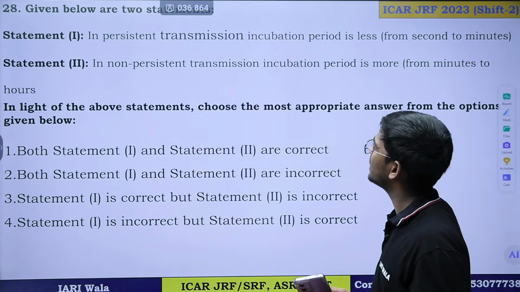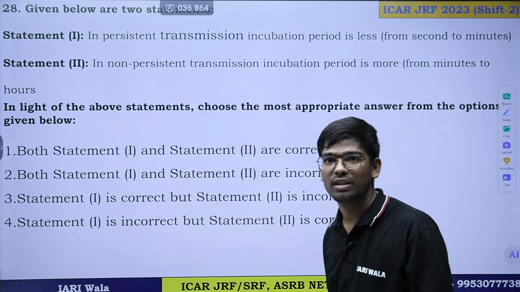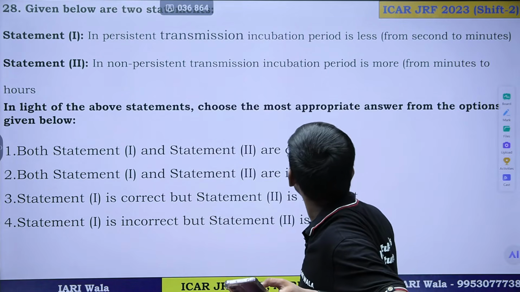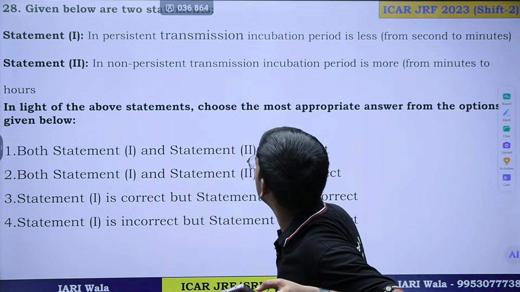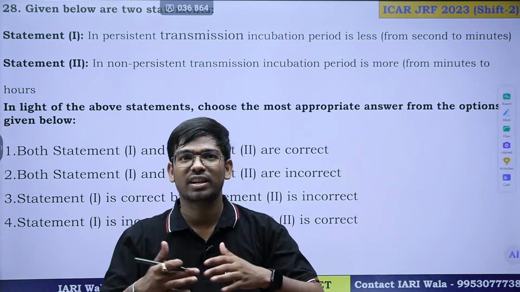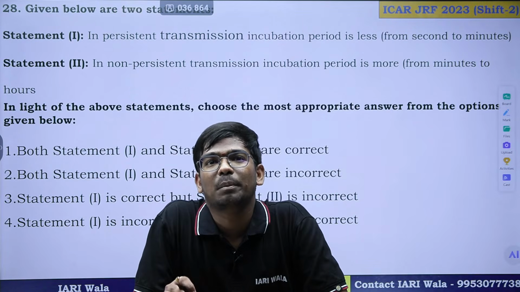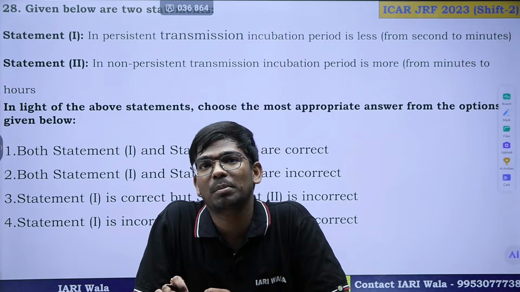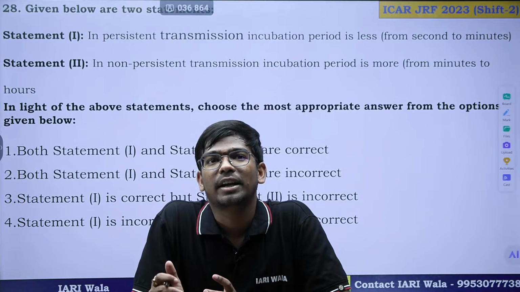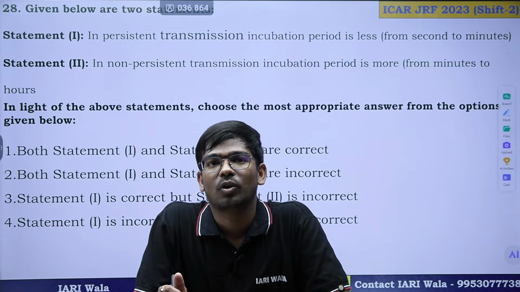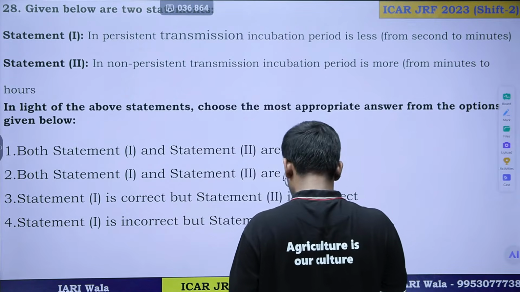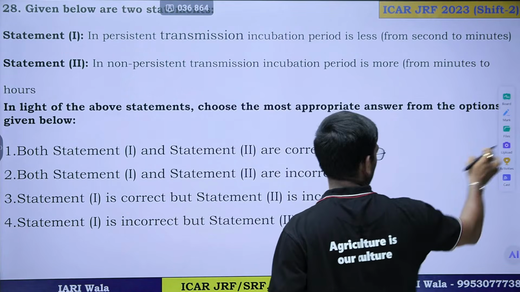In persistent, again statement type of questions. In persistent transmission, incubation period is less, from seconds to minutes, and in non-persistent transmission, incubation period is more. Exactly, the statement was given vice versa. In persistent transmission, incubation period will be more, and in non-persistent transmission, the incubation period will be less. So these statements were given vice versa, so here both the statements were wrong.